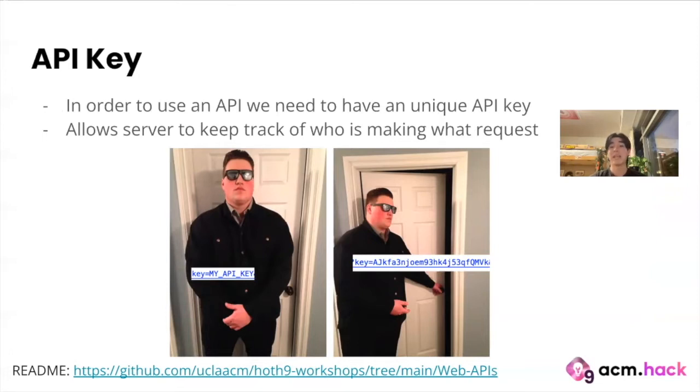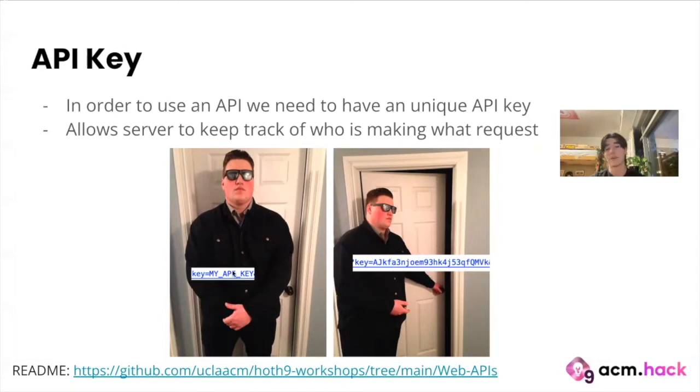The next thing we're going to talk about is an API key. An API key is something we use to identify ourselves when we make a request to the API. In order to use the API, we have to have a unique API key. This helps the API keep track of who is making what requests. Sometimes APIs will cost money, and that can help them keep track of bills. Also just accountability.